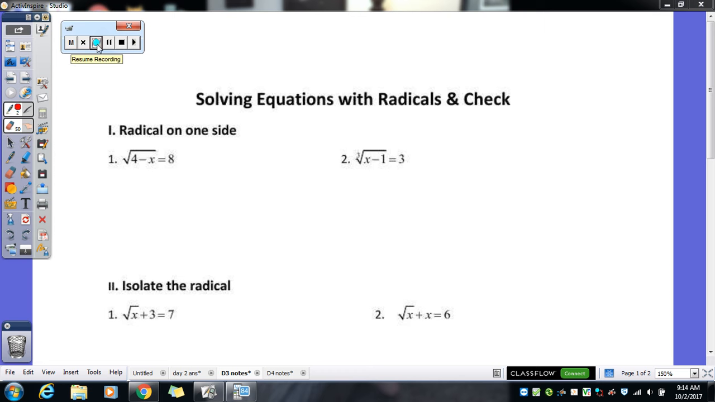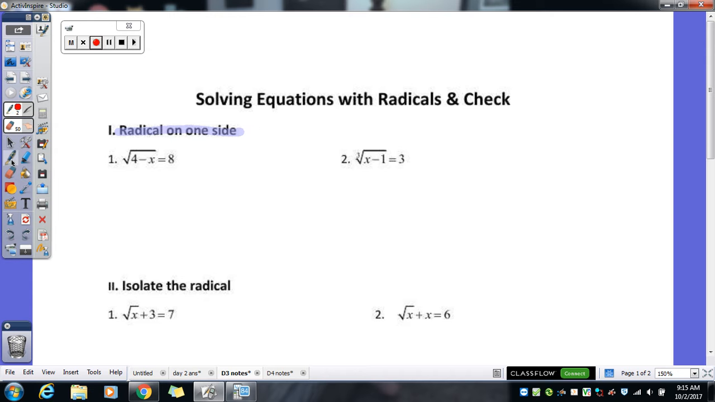So what we're working on today is we're still working with our radicals, only this time you are solving radical equations. So you've got your equal sign in there. Our first scenario is when you simply have one radical on one side of your equal sign, so you've got that radical already by itself.